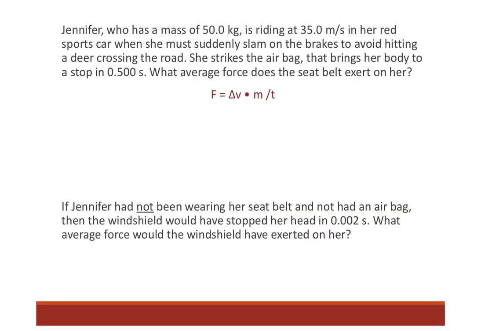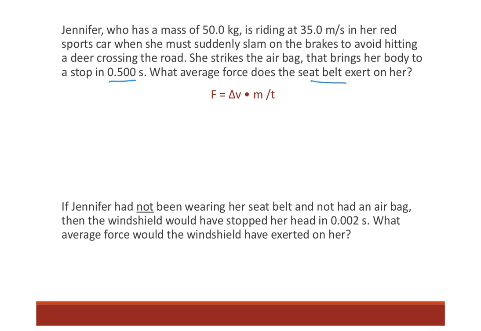So we have Jennifer, who has a mass of 50 kilograms, riding along at 35 meters per second in her red sports car when she must suddenly slam on the brakes to avoid hitting a deer. She hits the airbag, which is why it's in the car, to bring her body to a stop in 0.5 seconds. So what average force does the seatbelt exert on her? Because, of course, that seatbelt is going to be what's holding her body back, as it approaches the airbag.